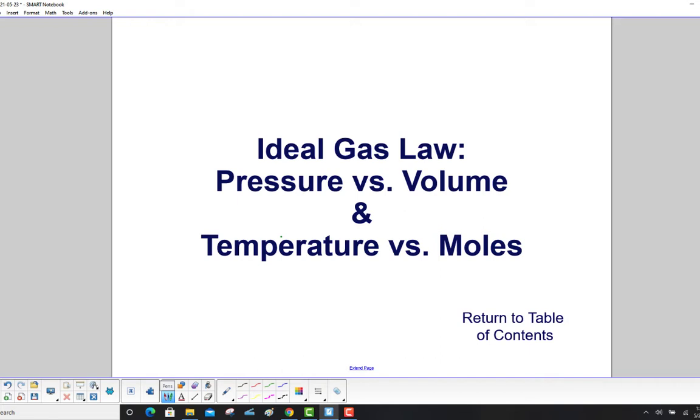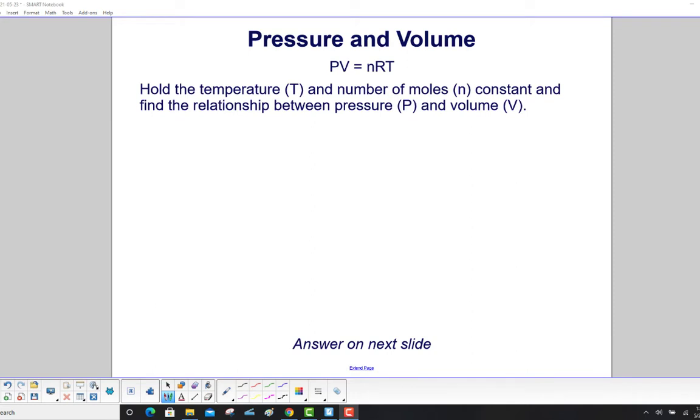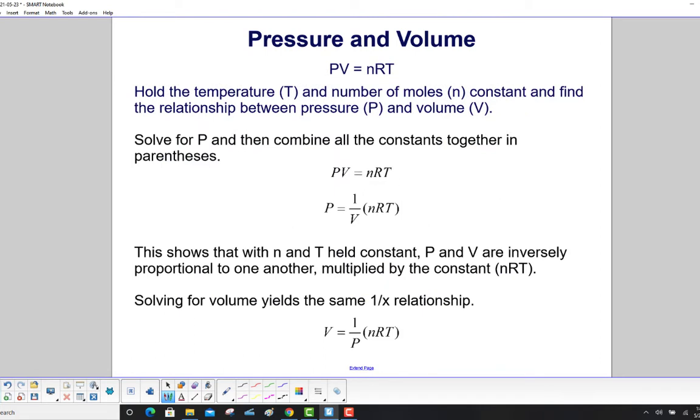Ideal gas law, pressure versus volume, and temperature versus moles. Hold the temperature and number of moles constant and find the relationship between pressure and volume. Solve for P and then combine all the constants together in parentheses. So here's PV equals nRT.